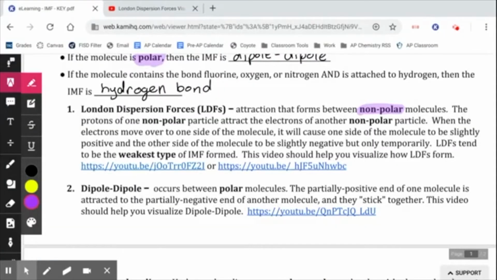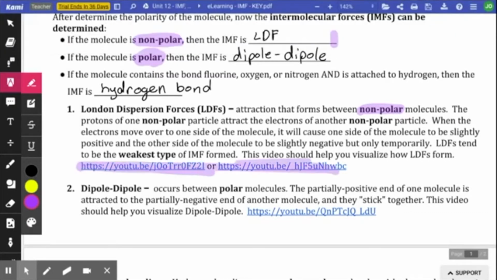So hopefully that helps. There are these two videos that are right here. These two are basically what I showed you. They're just visualizations of how the LDFs occur. Basically, those electrons keep moving, and they're going to form that temporary dipole. And then when they eventually keep moving past that, that dipole goes away, and that intermolecular force slowly deteriorates.